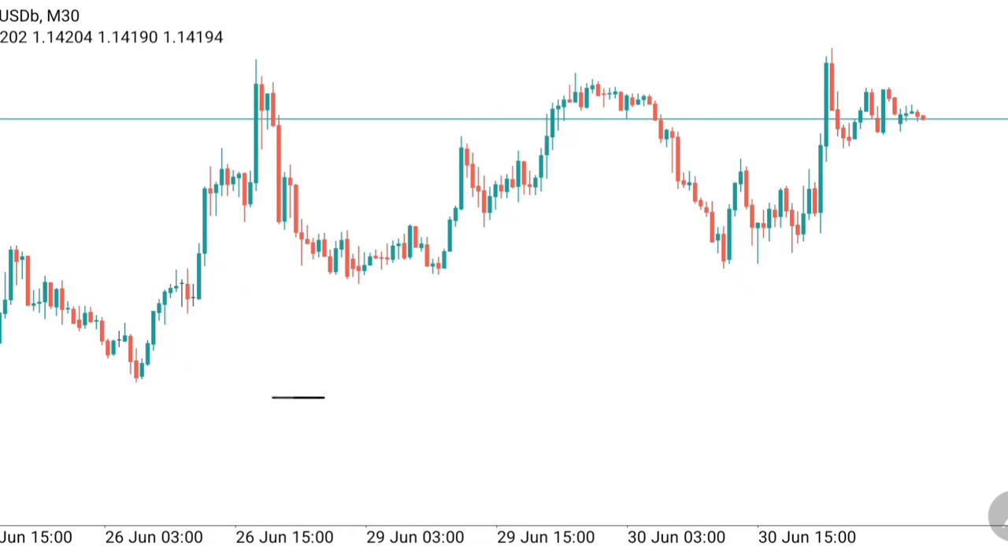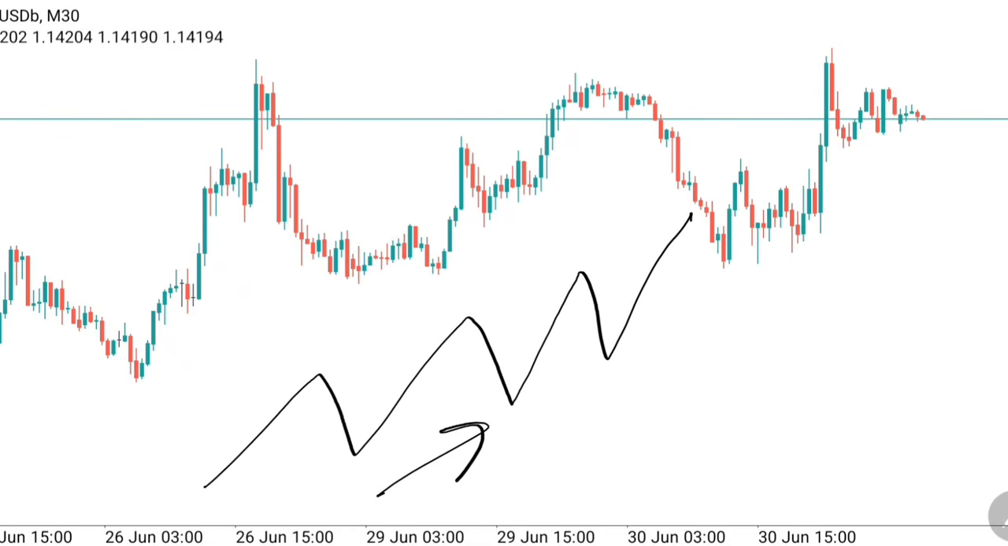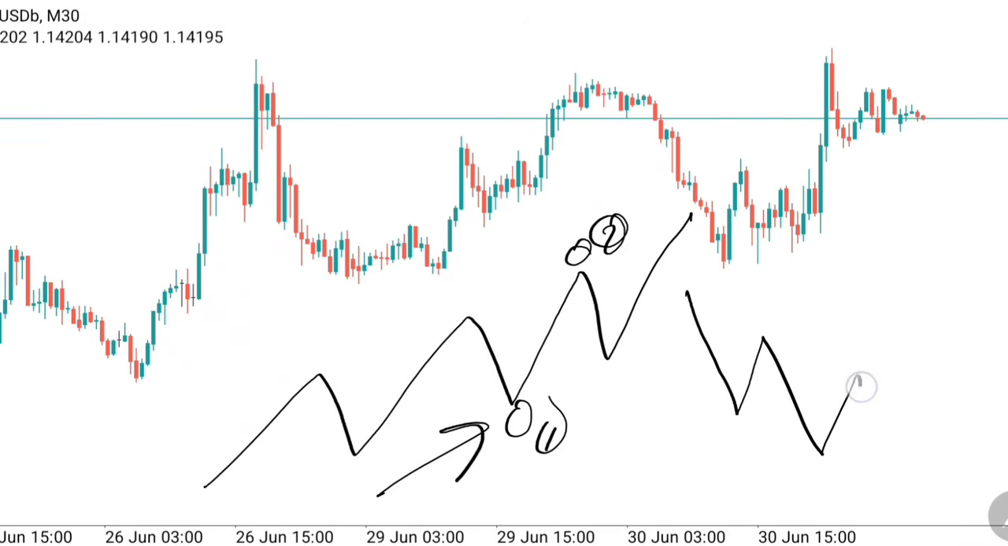So if you're applying a Fibonacci tool to a bullish market, you are applying it from the swing low to the swing high, 1 to 2. But if you're applying a Fibonacci tool on a bearish market, you're applying it from the swing high to the swing low. Very important. So you're applying the Fibonacci tool in the direction of your trade, in the direction of the trend. For a bullish trend, from a swing low to swing high, and for a bearish trend, you're applying the Fibonacci tool from a swing high to swing low.